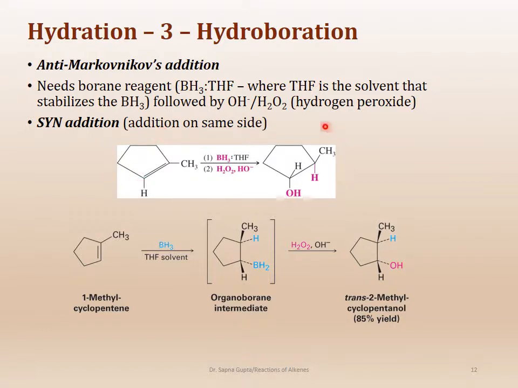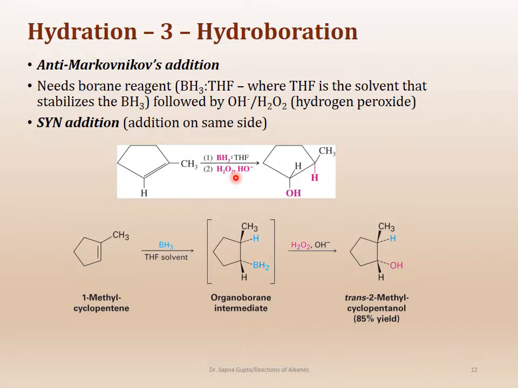So here is your reaction right here, where you have cyclopentene, again methylcyclopentene. You treat that with borane first and then with hydrogen peroxide. Now please mind this: if they're written as 1 and 2, it means that they are two-step reactions. You cannot add everything at the same time.